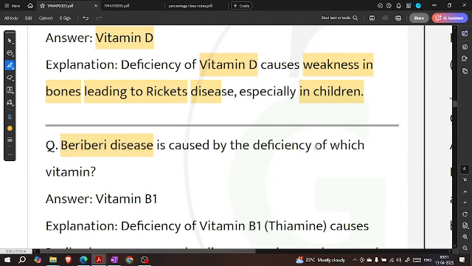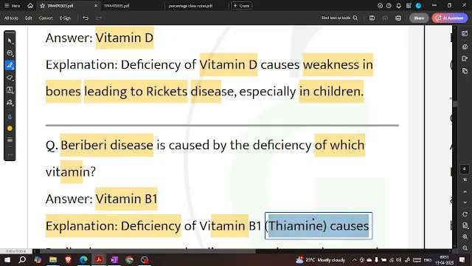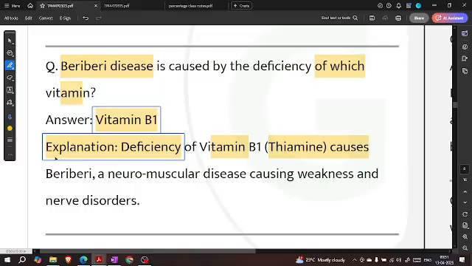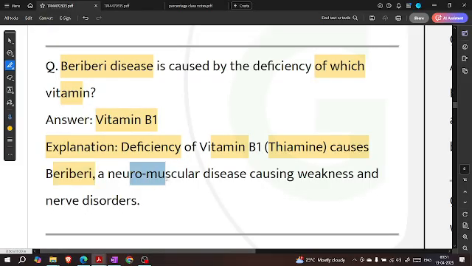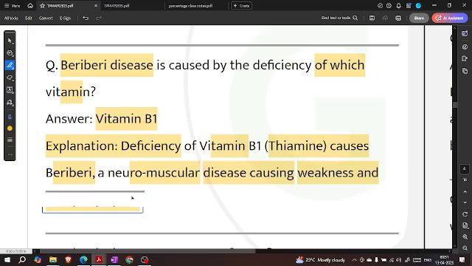Beriberi disease is caused by the deficiency of which vitamin? Vitamin B1. Deficiency of B1, thiamine, causes beriberi, a neuromuscular disease causing weakness and nervous disorder.